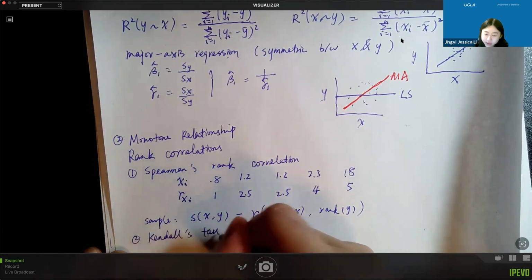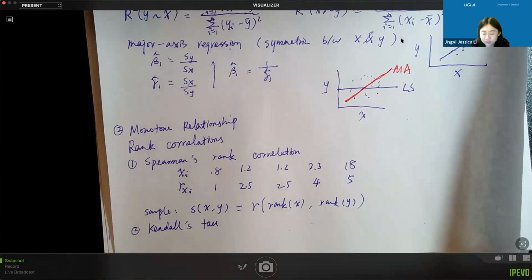And you may wonder, why do we want to have both? I would just say that Kendall's tau, compared to Spearman correlation, is better at handling ties. If there are too many ties, you want to go to Kendall's tau instead of Spearman's rank correlation. Okay, so its definition is a little trickier.